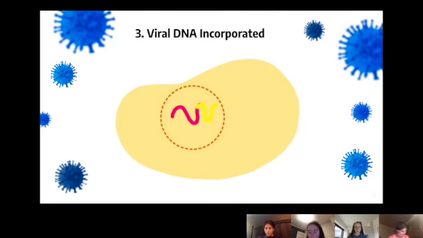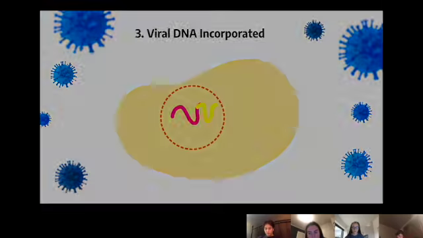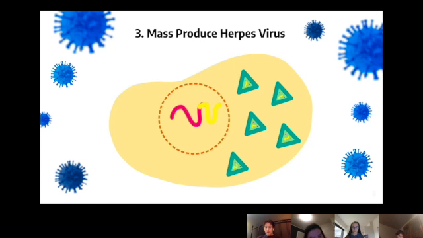Once it's injected, the proteins help the DNA get into the host cell. The viral DNA and its proteins are now inside the cell, and it will incorporate itself with the human DNA and is now in the nucleus of the host cell. From here, it can do one of two things. Now that the herpes is incorporated into the cell, the herpes virus is then mass produced. First, the cell can mass produce, and each replication will have its own copy of the viral DNA and proteins.